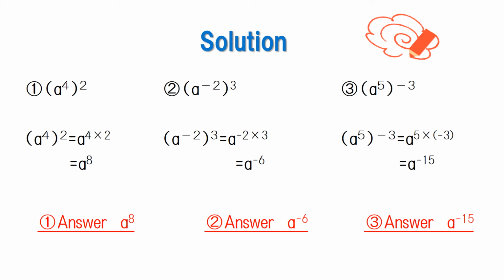For number 1, (a^4)^2 becomes a to the power of 8. For number 2, (a^-2)^3 becomes a to the power of negative 6. And for number 3, (a^5)^-3 becomes a to the power of negative 15. Were you able to answer all 3 questions correctly?